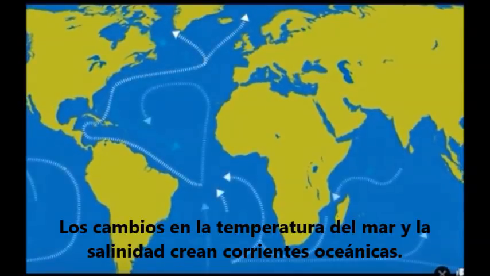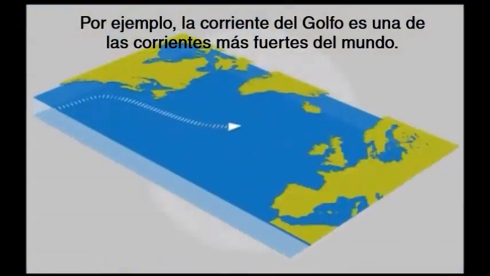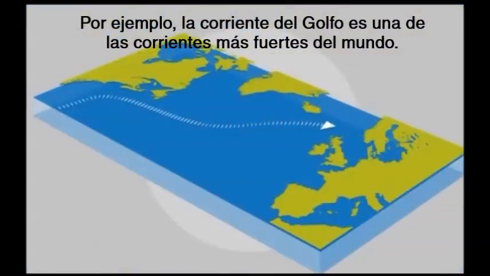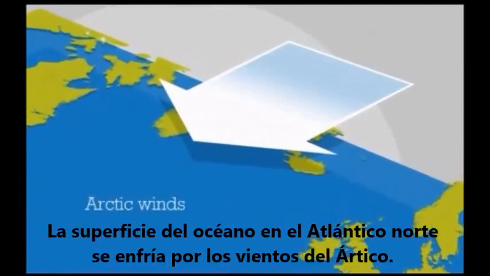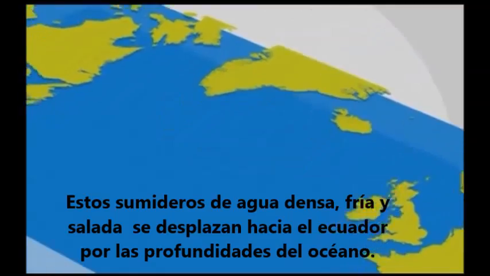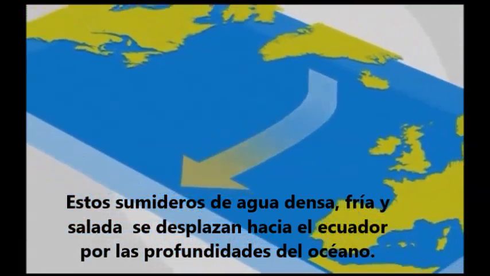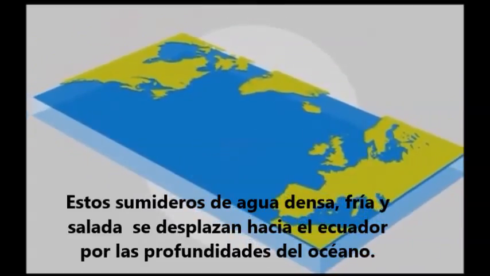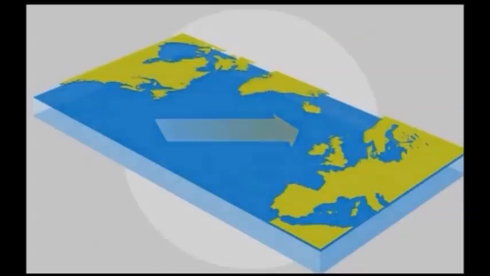Changes in sea temperatures and saltiness create ocean currents. For example, the Gulf Stream is one of the strongest currents in the world. Surface water in the North Atlantic is cooled by winds from the Arctic. Cold, dense, salty water sinks and travels towards the equator deep in the ocean. In turn, the Gulf Stream moves warm water from the Gulf of Mexico northeastwards at the surface to replace it.